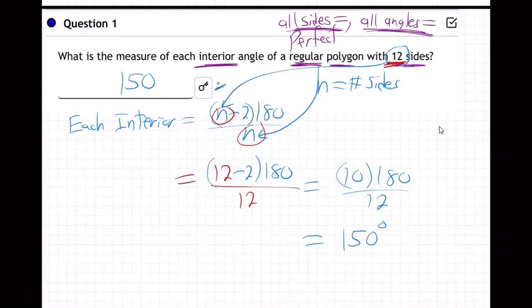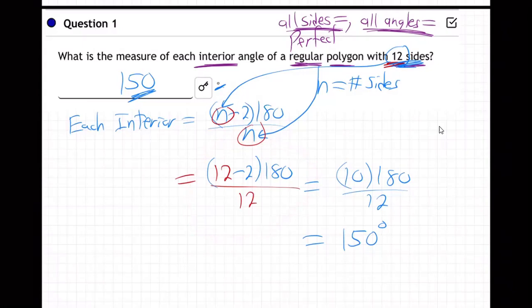So 150 degrees. That means each interior angle in a 12-sided shape, I'm not going to try to draw a 12-sided perfect polygon, but they're telling us in a 12-sided perfect polygon, every one of the interior angles is 150 degrees. So you just plug into this formula, and it's going to give you what each interior angle is: 150 degrees.